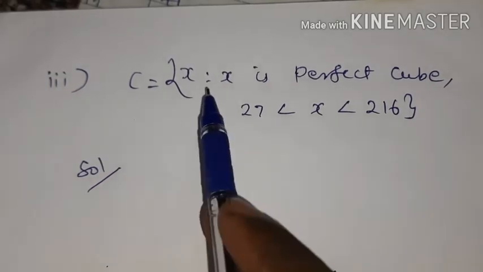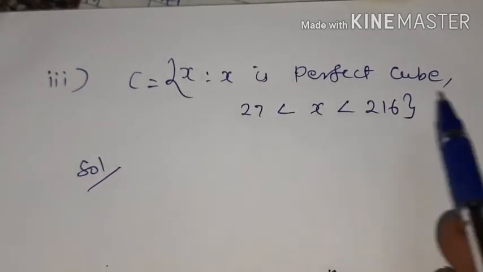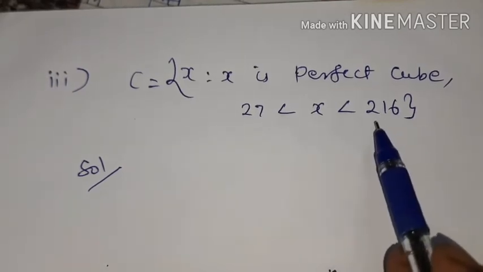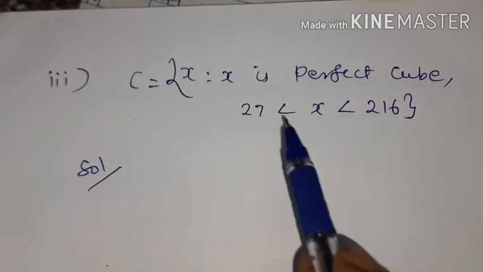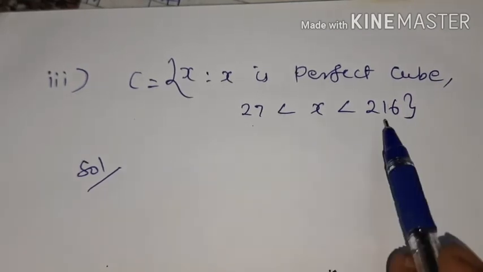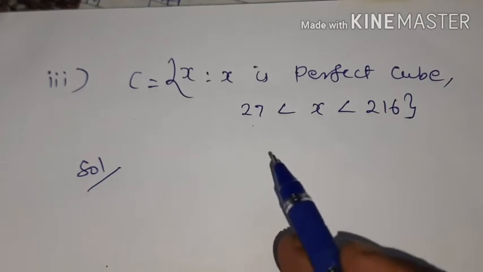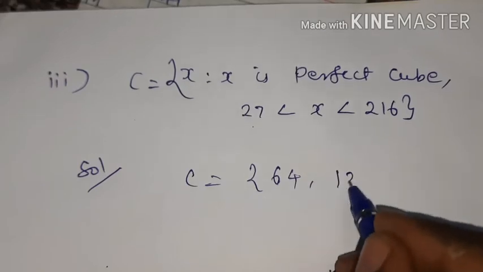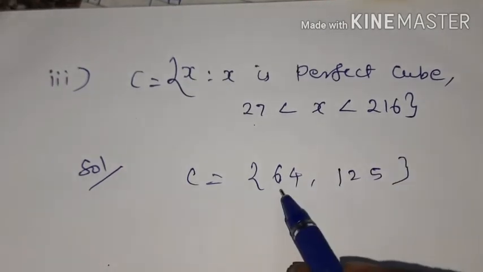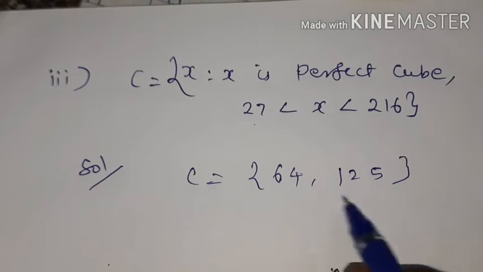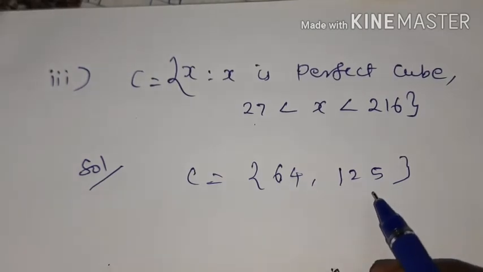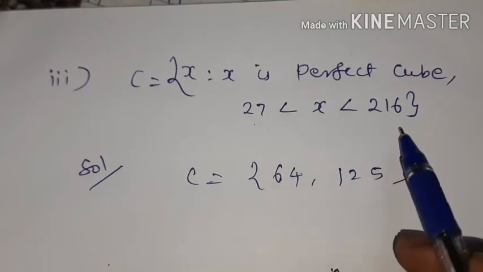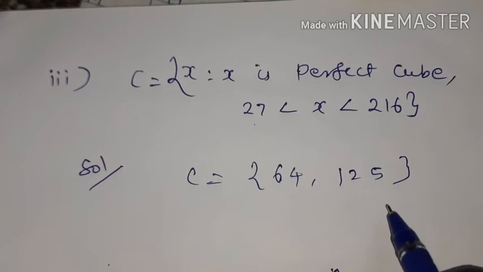Third sum, C is equal to x such that x is a perfect cube, 27 less than x less than 216. Perfect cubes between 27 and 216: 64 and 125. C is equal to {64, 125}. 4 cube is 64, 5 cube is 125. So perfect cubes between 27 and 216 are 64 and 125.